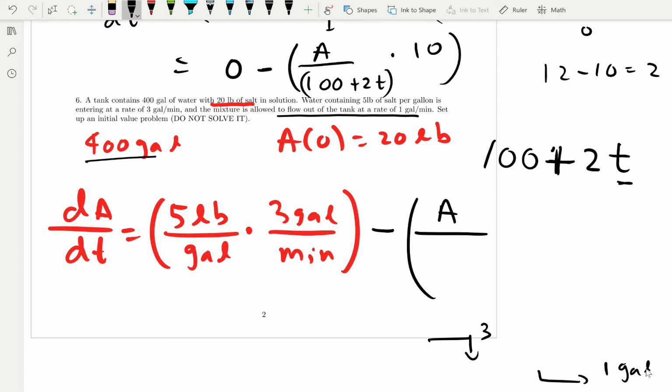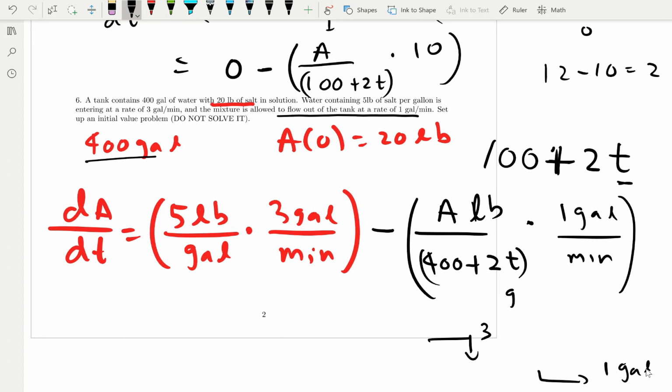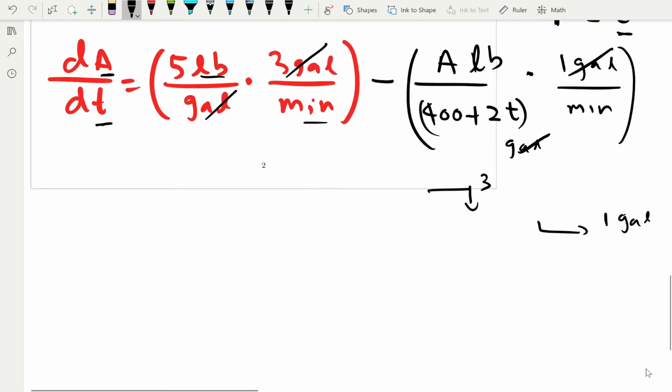So the initial volume is 400. So 400 plus 2t again. Volume is a function of time. Volume is changing, right? The inflow rate is 3 whereas the outflow rate is 1. So every minute you will add 3 minus 1, which is 2 gallons introduced to the system. So it's 2 times t. That's the concentration, times the rate going out, which is 1 gallon per minute. Now think about the units. Even units should match, right? This is pounds, and the volume is gallons. So gallons cancel out. So it's pounds over minutes. This is pounds over minutes. Everything matches. So let's write down the final equation.